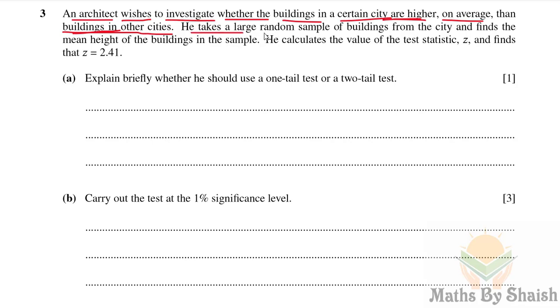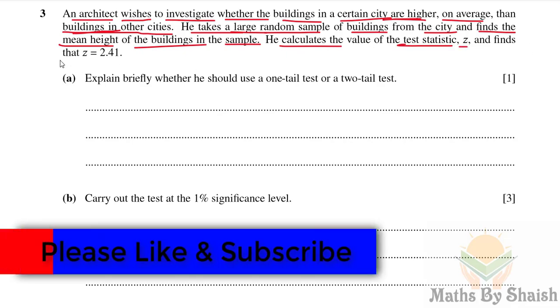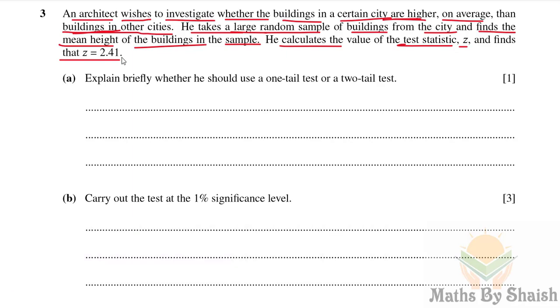He takes a large random sample of buildings from the city and finds the mean height. So again, he takes a large random sample of buildings and finds the mean height. It means it is going to be normal because of the CLT. He calculates the value of the test statistic z and finds that z is 2.41. So once it is approximately normal, he has already calculated the value of the test statistic, that is z, which is 2.41.